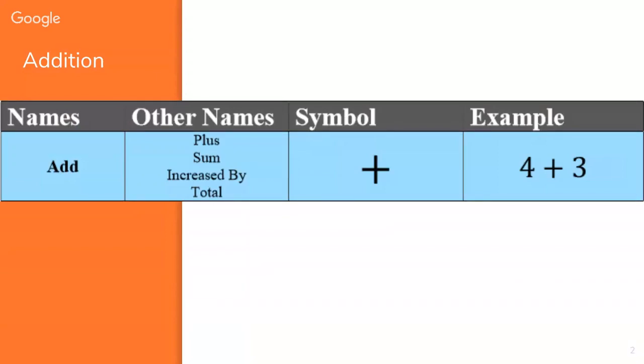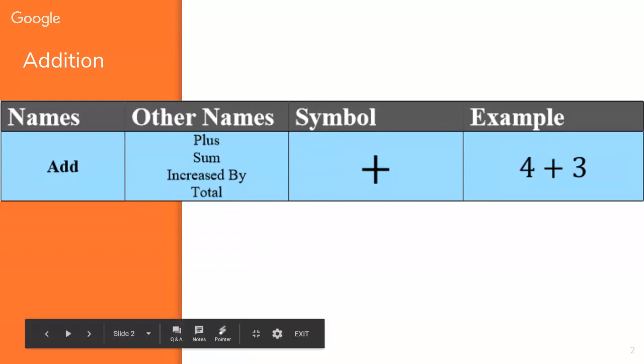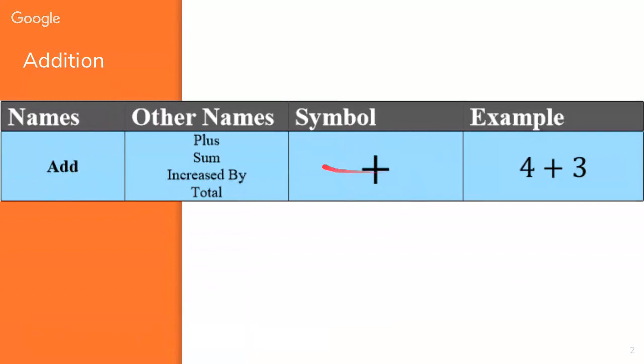For example, you can see here for addition, adding is a name, and the symbol is this plus sign here. The other names, adding, sum, increase by, and total, these all mean the same thing. Ultimately, what is 4 plus 3? You could also say 4 add 3, or what is the sum of 4 and 3, or what is 4 increased by 3, or the total of 4 plus 3. So all these names mean the same thing.